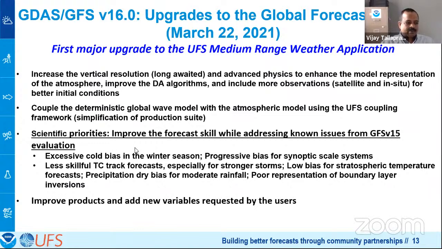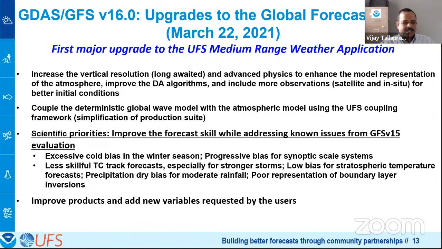configuration. And the major goal for all our applications here is to address the known issues while attempting to improve the forecast skill. So we noted excessive cold bias in the winter season, the progressive bias for the synoptic scale systems, less skillful hurricane track forecasts, especially for the stronger storms, and also biases in the stratospheric temperature and precipitation dry biases. So these were documented while evaluating the GFS version 15.